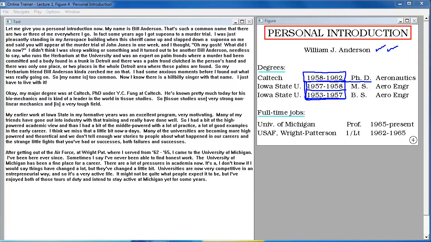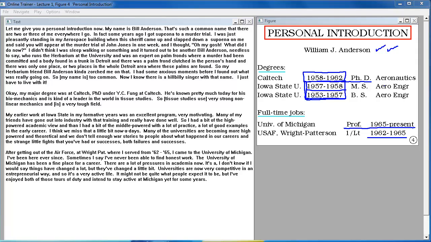After getting out of the Air Force at Wright-Patt, where I served from '62 to '65, I came to the University of Michigan. I've been here ever since. Sometimes I say I've never been able to find honest work. The University of Michigan has been a fine place for a career.